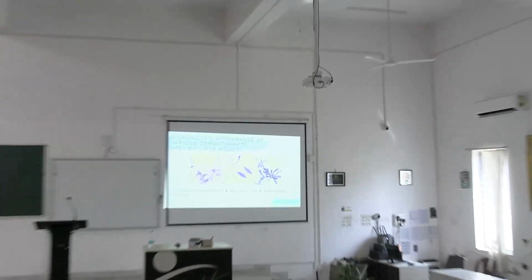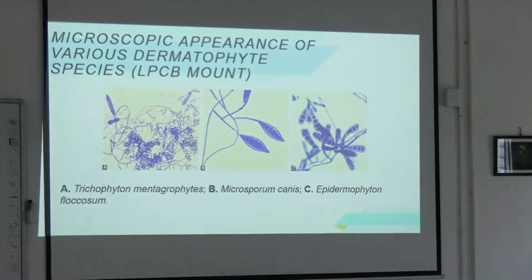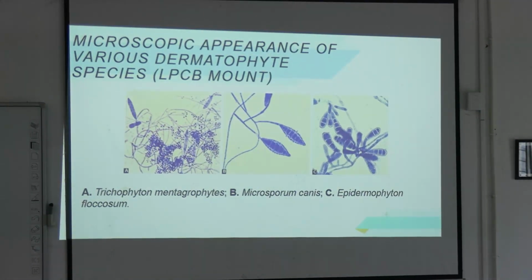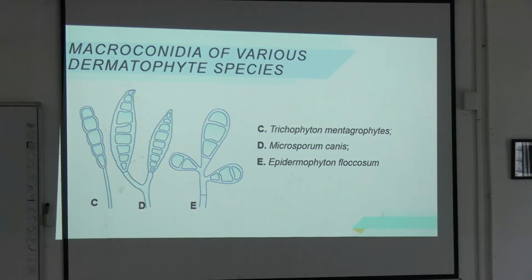So these are the microscopic appearances of the various dermatophyte infections. This is Trichophyton, Microsporum and Epidermophyton. This is Trichophyton mentagrophytes. This is Microsporum canis and this is Epidermophyton floccosum. This is under LCB mount. You can see the different conidia. This is called conidia. By looking at these conidia we can identify them. See, this is an identification feature of Trichophyton mentagrophytes.